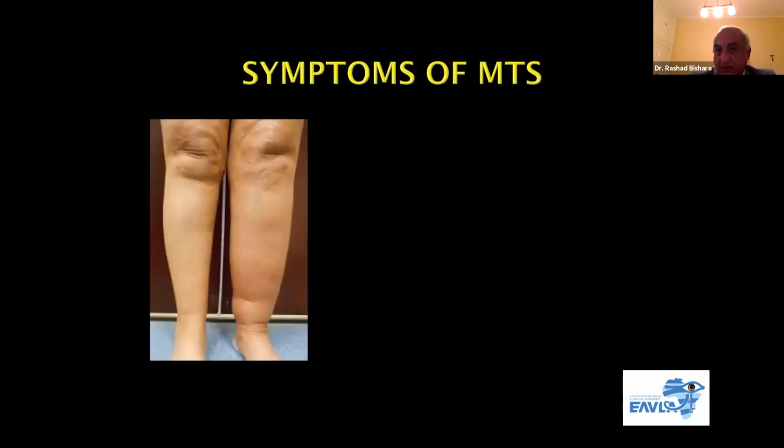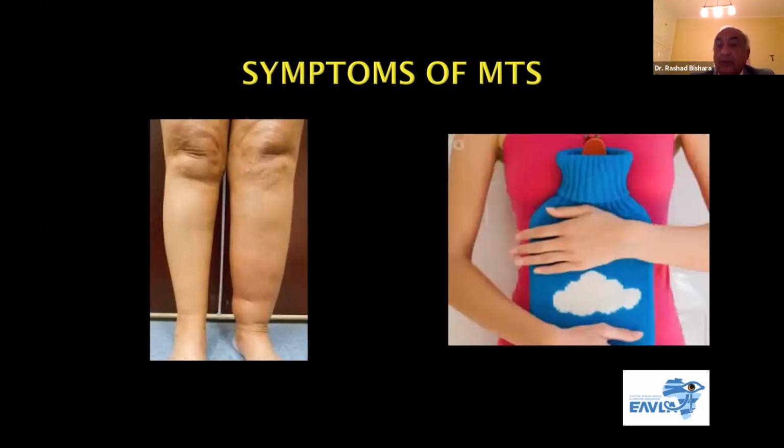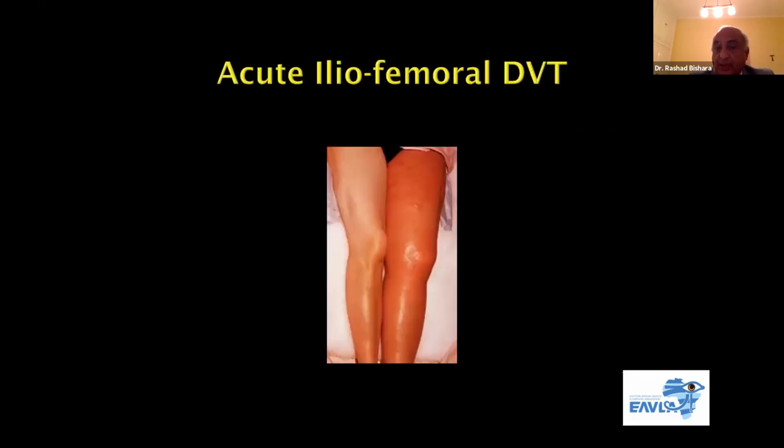Well, what are the venous symptoms of May-Turner syndrome? Well, they could vary from little edema at the foot or the ankle to edema of the whole length of the left lower limb up to the groin. And of course, May-Turner syndrome is one important cause of pelvic congestion syndrome. But the most dreaded complication is acute iliofemoral deep venous thrombosis, like this lady.